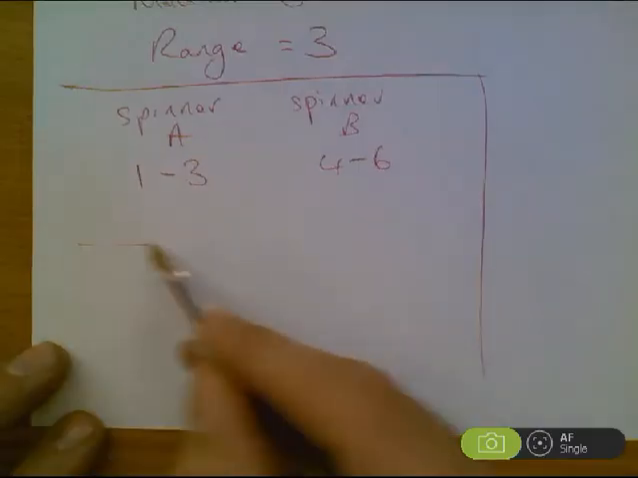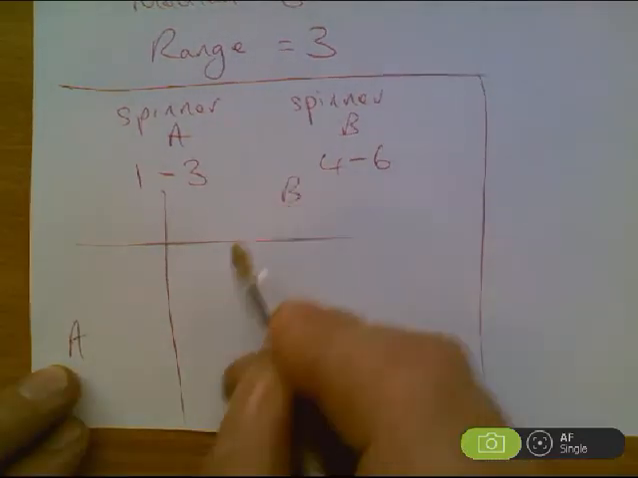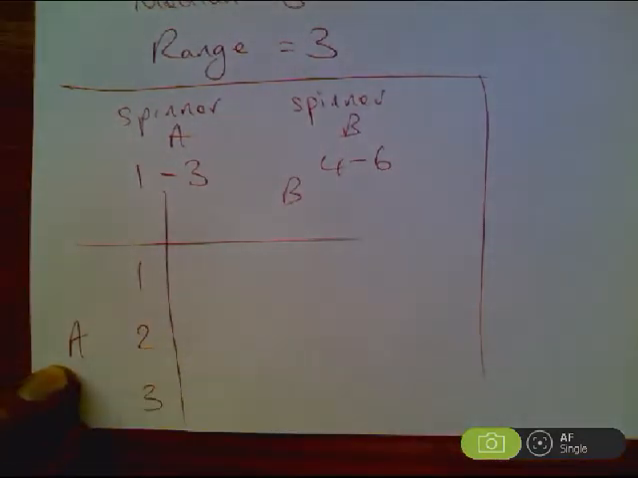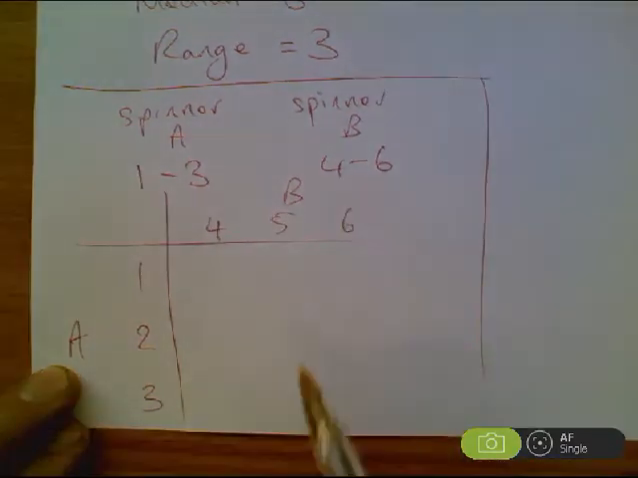A quick way of doing that would be to draw a little table and say spinner A is over here, spinner B is up here. So the outcomes on spinner A are 1, 2 and 3. The outcomes on spinner B are 4, 5 and 6.